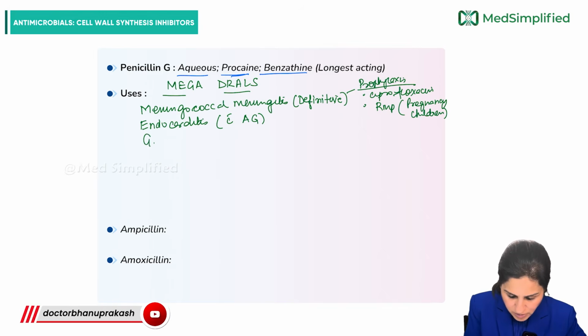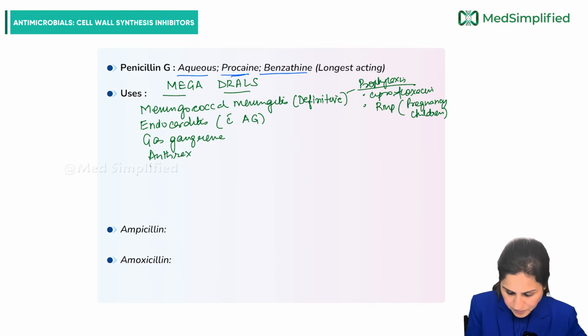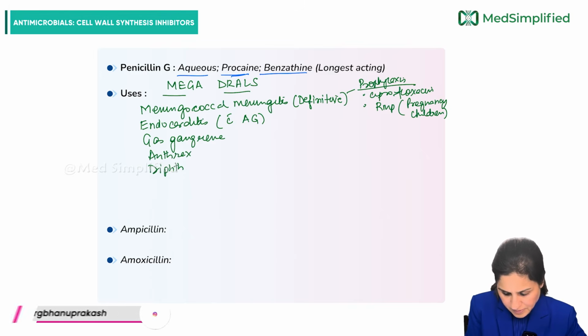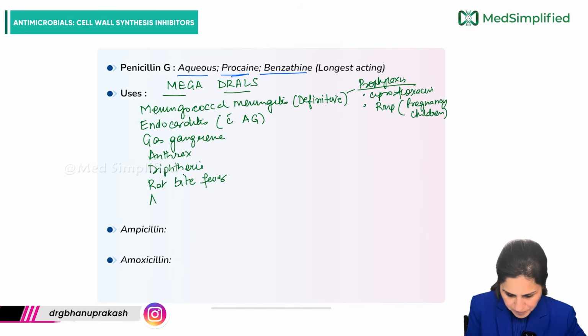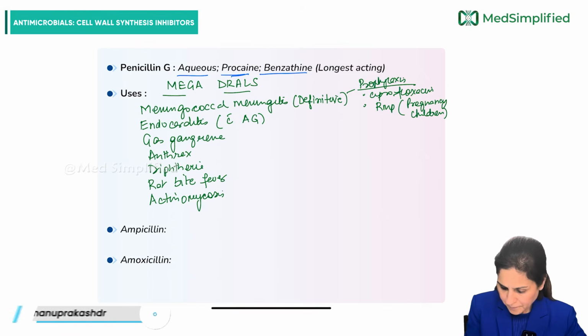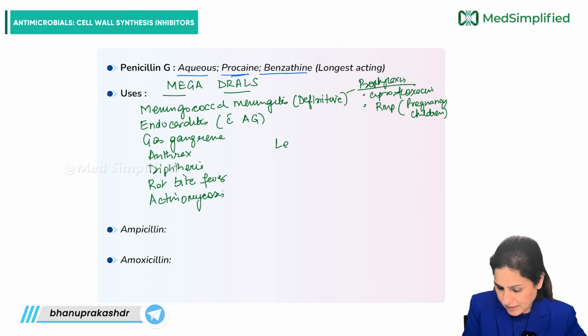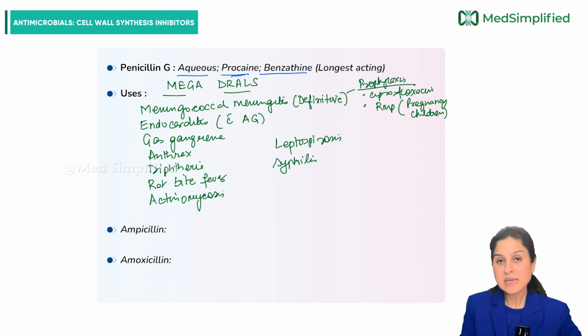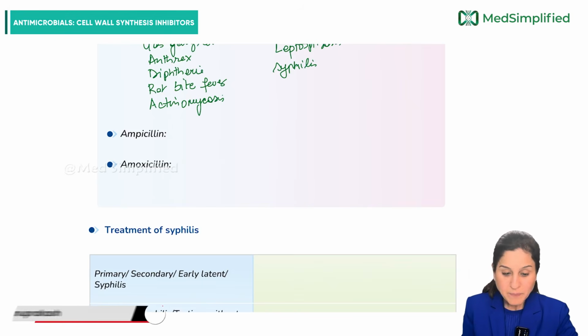Then G stands for gas gangrene. Then A is anthrax. D is diphtheria. R is rat bite fever. A is actinomycosis. L is leptospirosis. And S is syphilis. Now, ampicillin, where is it used?